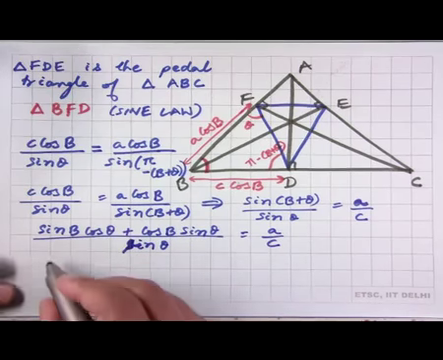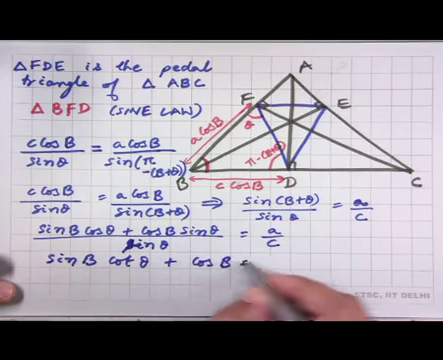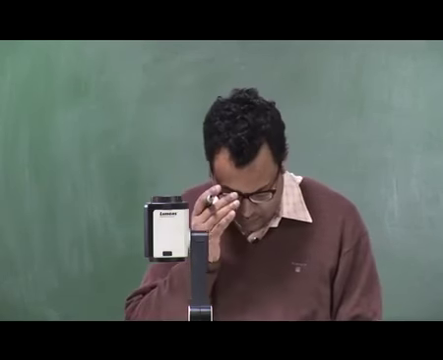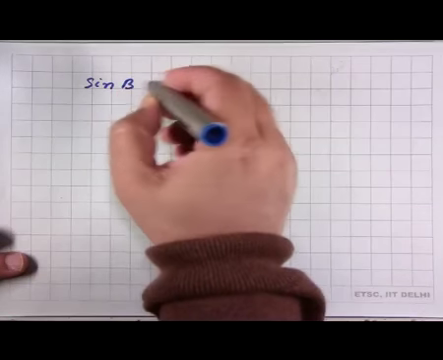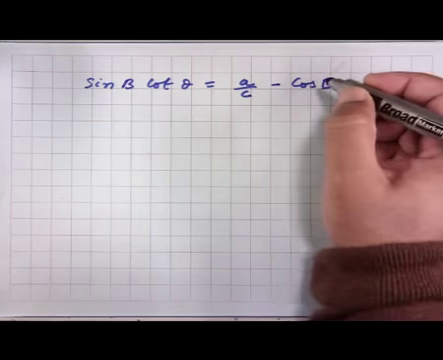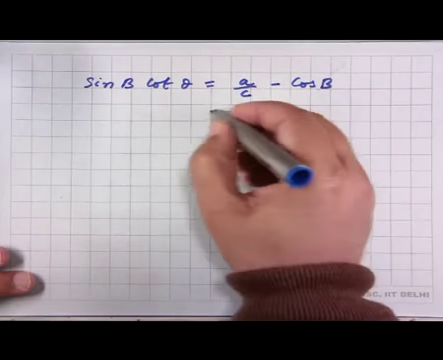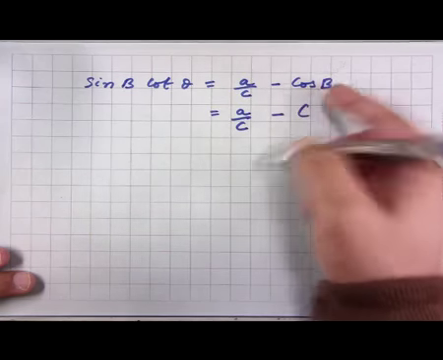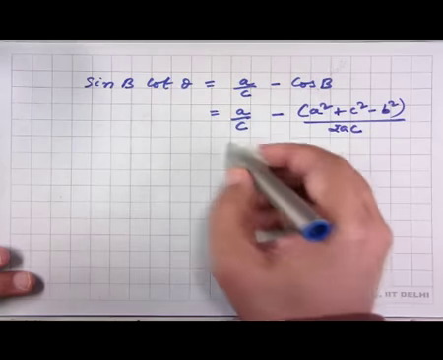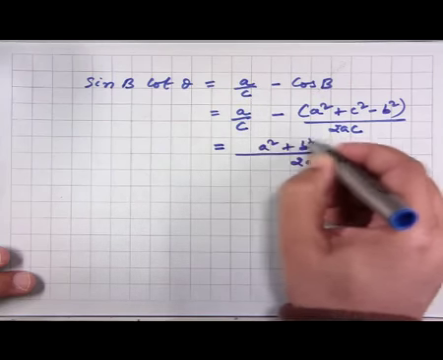And from here we get that sine B into cotangent of theta plus cosine B is equal to A by C. Taking it forward to the next slide, we get sine B cot theta is equal to A by C minus cosine of B. And here we are going to use the cosine formula, from where we know that cos of B is equal to A square plus C square minus B square over 2AC, and then if we combine these two fractions, we end up getting this entire thing to be equal to A square plus B square minus C square.